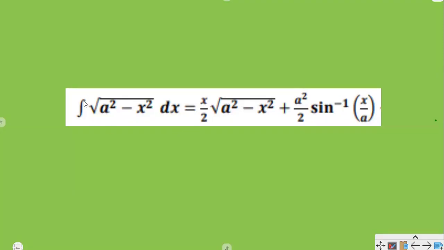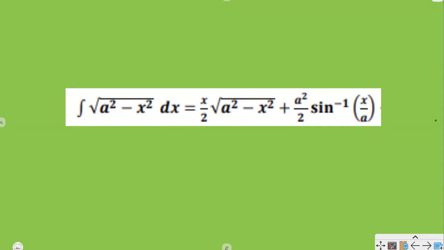This is what it is. Integral root of a square minus x square dx equals x by 2 root of a square minus x square plus a square by 2 sin inverse x by a. This one formula out of 5 questions. We'll be discussing 5 questions, and 4 of the 5 questions will depend on this formula itself. So better practice as many times as possible.